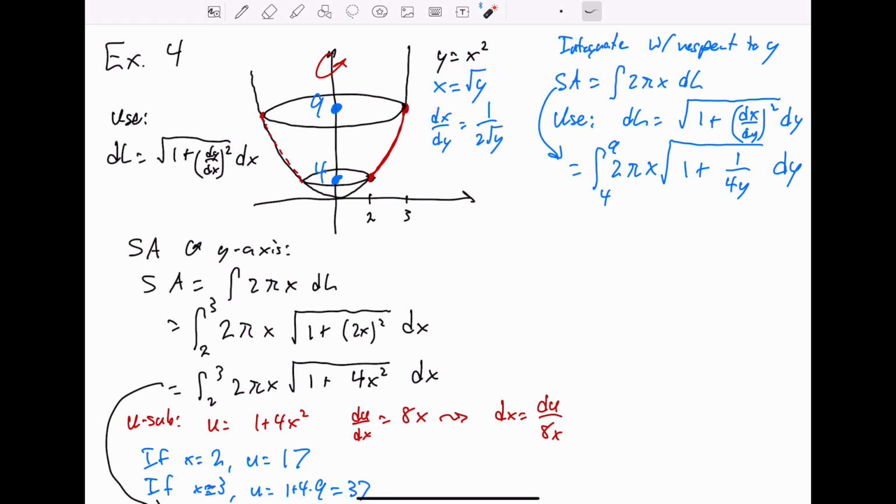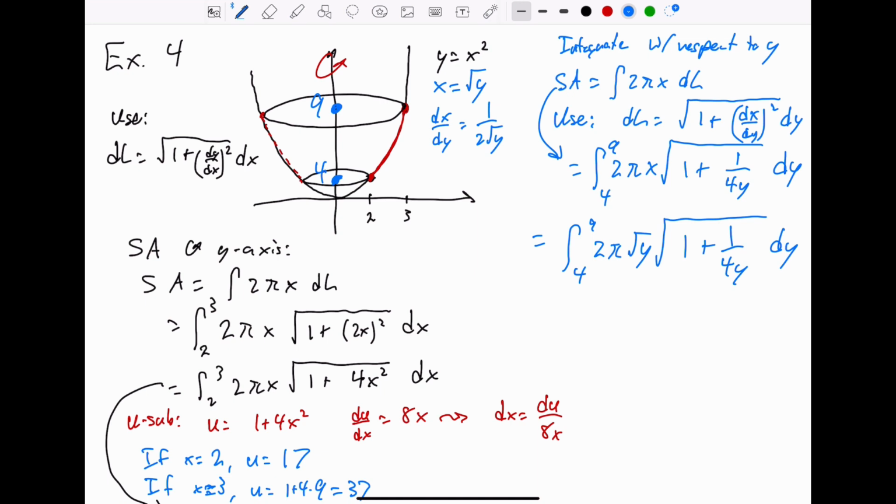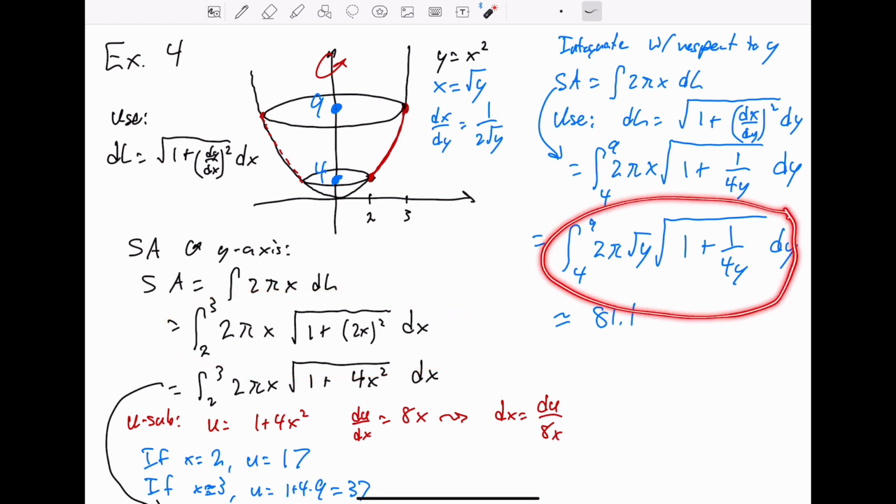So here's what x equals in terms of y. We'll replace the x with the square root of y. So we have the integral from 4 to 9 of 2 pi times x, which is the square root of y, times the square root of 1 plus 1 over 4y dy. Now we're not going to take the time here to integrate this by hand, but we could. And if we did, we would get approximately 81.1, the same surface area that we got from the integral with respect to x. So these two integrals, even though they look completely different, they are both equal.